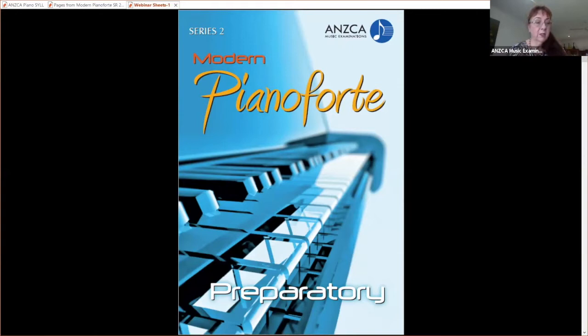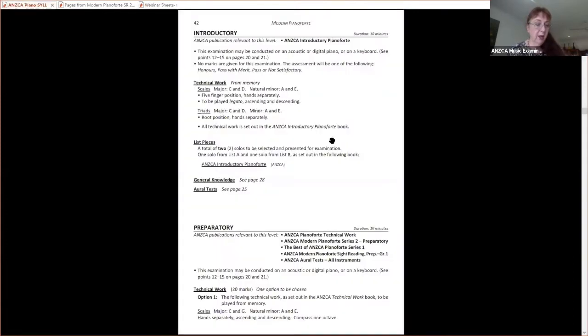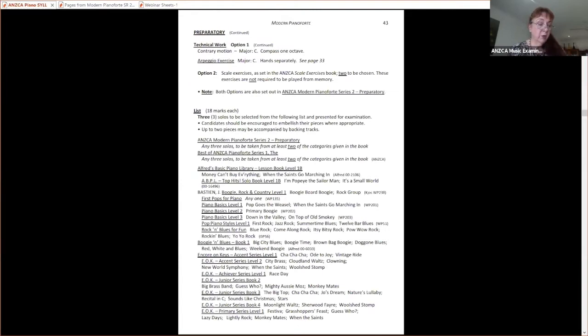If you come across to the syllabus, you have a list of pieces that aren't the ANZCA pieces. They are right at the beginning. It says here, on page 43, 3 solos to be selected from the following list and presented for an examination. Candidates should be encouraged to embellish their pieces where appropriate, and up to 2 pieces may be accompanied by a backing track. That's a given right across the board, right from little.